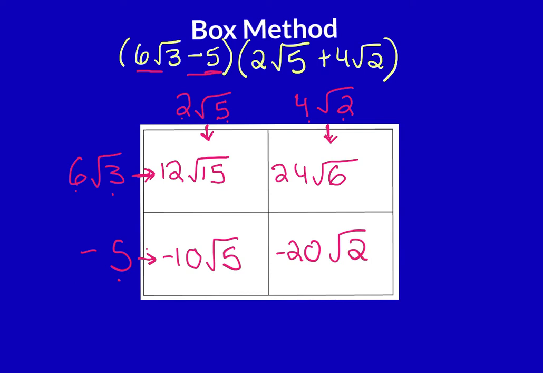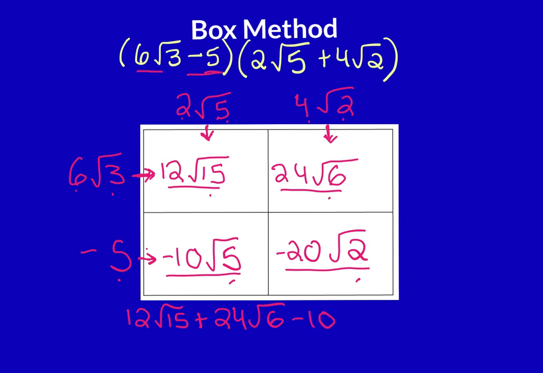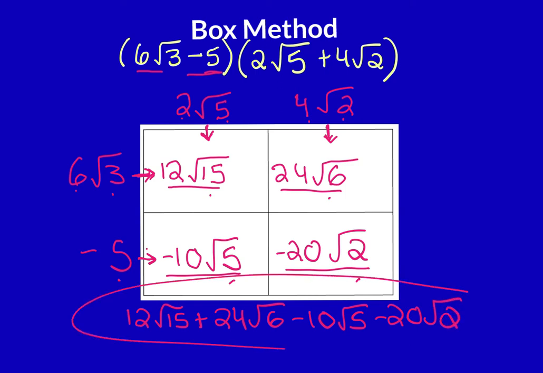So negative 5 times 4 is negative 20 with a square root of 2. All right, so you always look to see if you can combine any like terms, or if we can simplify anything. So here, I can't simplify. It looks like all the radicals are fully simplified, and none of the radicals are alike. So I can't combine anything. I just have to write out a long expression here. So, 12 square root of 15 plus 24 square root of 6 minus 10 square root of 5 minus 20 square root of 2. So it's just a big long expression for our final answer.